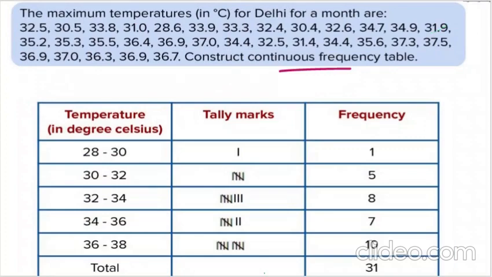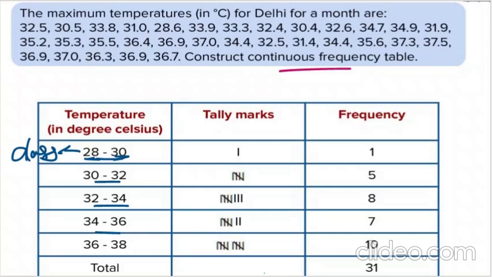So what we have to do is make ranges. Correct. So here if you see what the ranges are. See, we wrote 28 to 30, 30 to 32, 32 to 34, 34 to 36. These values are our class values. Correct. This is my class. Then the lowest value 28 is the lower class limit. 30 is the upper class limit.